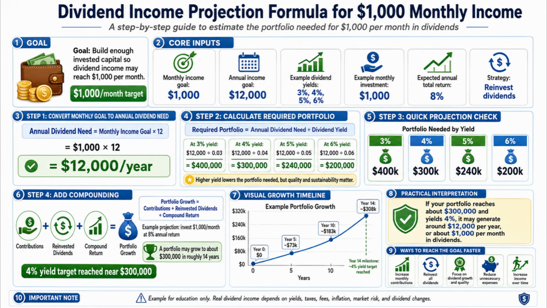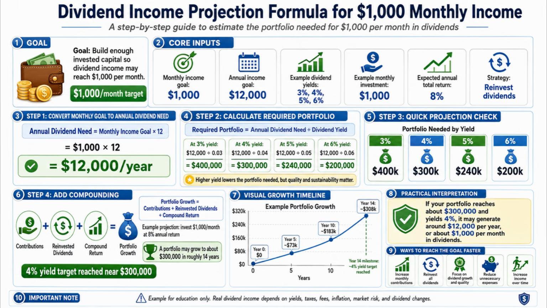After that, we calculate the required portfolio using a very simple formula. The formula is annual dividend need divided by dividend yield. So, if the yield is 3%, you divide $12,000 by 0.03, which gives $400,000. If the yield is 4%, you divide $12,000 by 0.04, which gives $300,000. Likewise, at a 5% yield, the required portfolio is $240,000, and at a 6% yield, the required portfolio is $200,000.